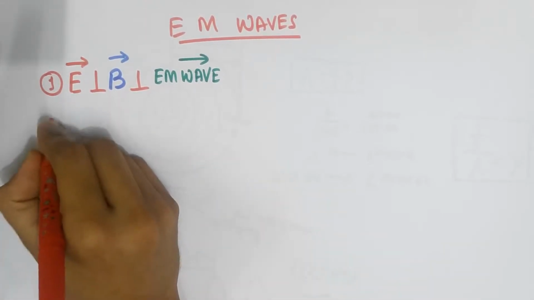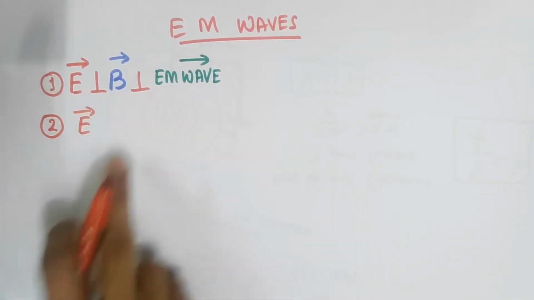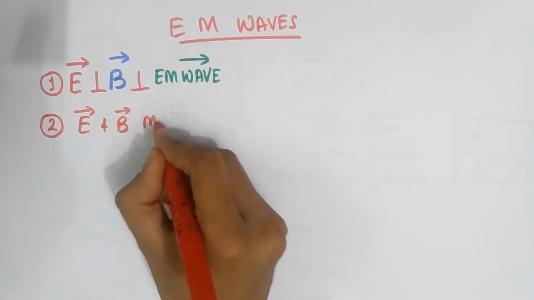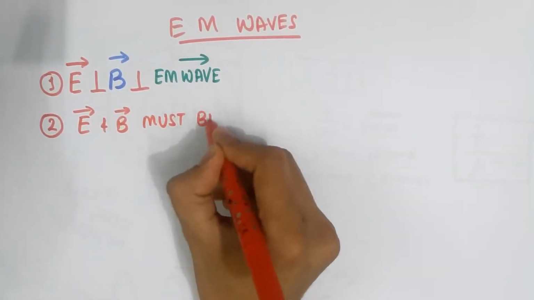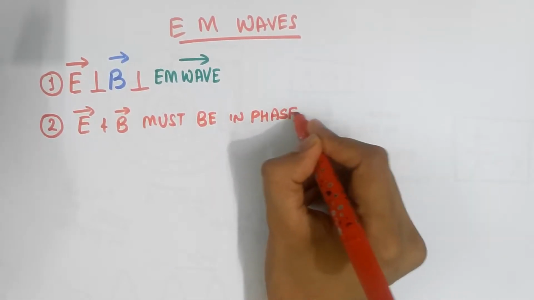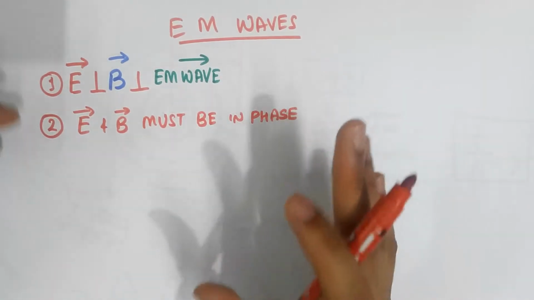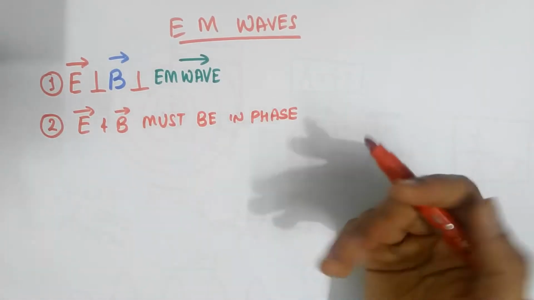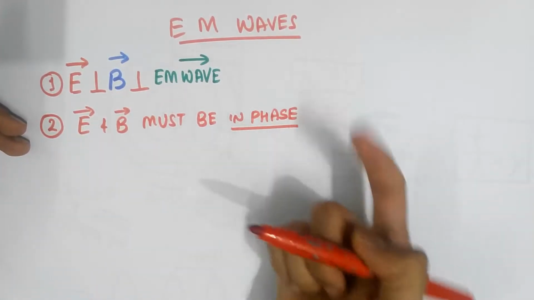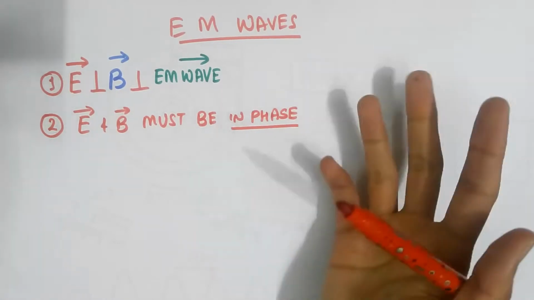The second rule is that the electric field and the magnetic field must be in phase with each other. They should have the same wavelength and the same frequency, but along with that they must be in phase, meaning at any one time when the electric field vector is at its maximum, I should also find the magnetic field vector at its maximum, and so on.